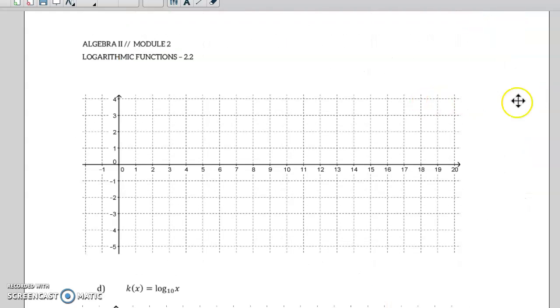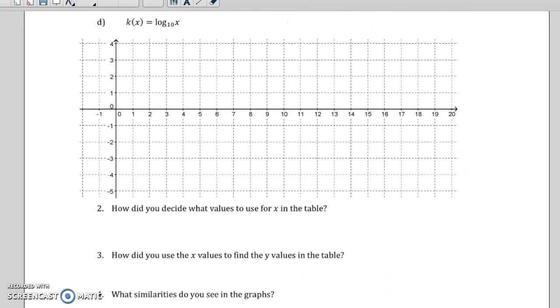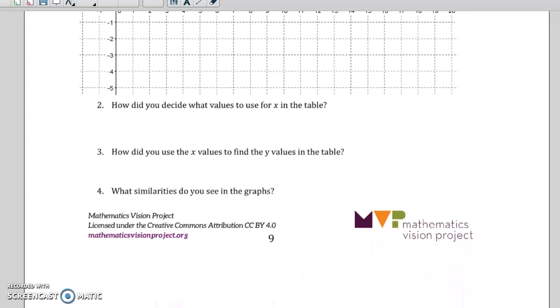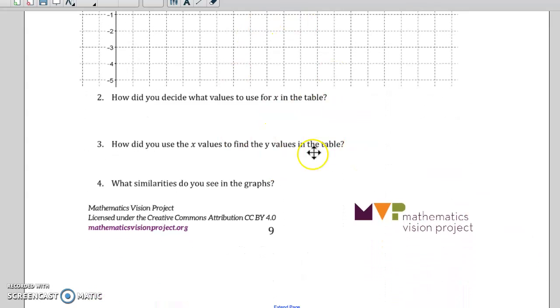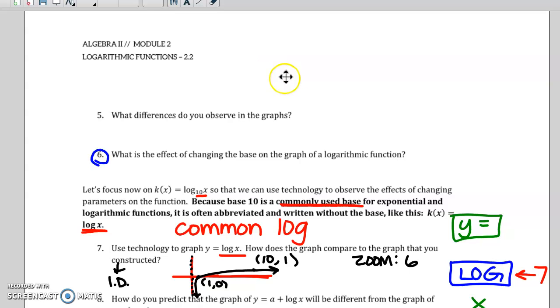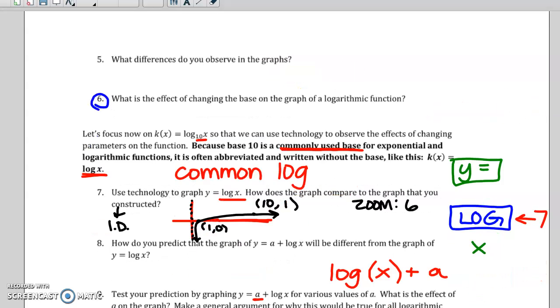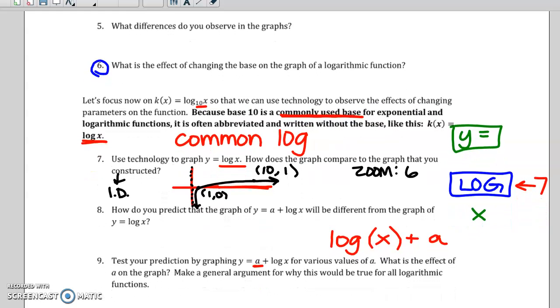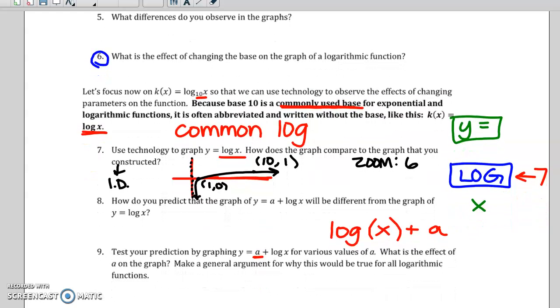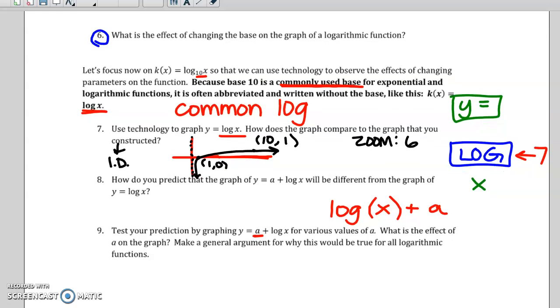We'll talk more about that when I'm back, hopefully tomorrow. Values that we used in the table, we picked the y values to generate the x values because we're smart, so that's why we did that. Notice some things, so I want you to answer 4 and 5, and then 6 says, what's the effect of changing the base of the log? So I'm going to make sure you answer that.